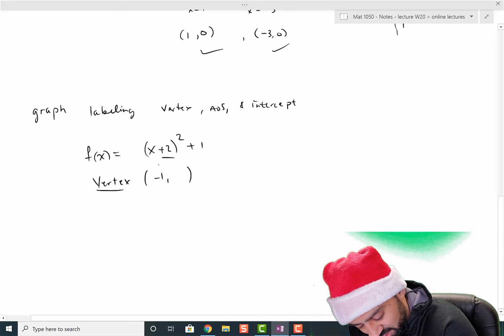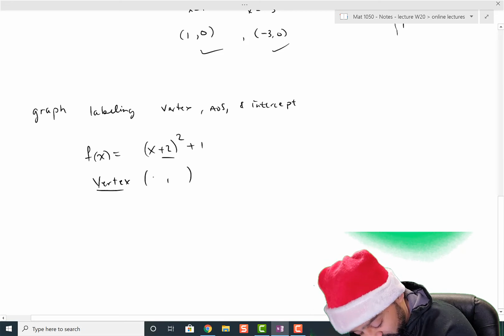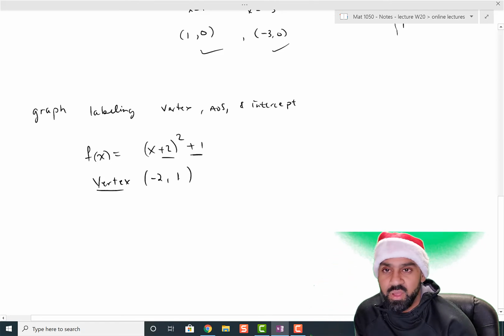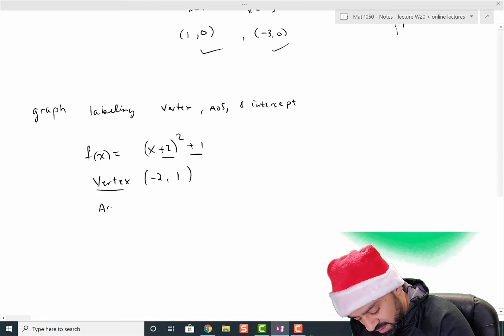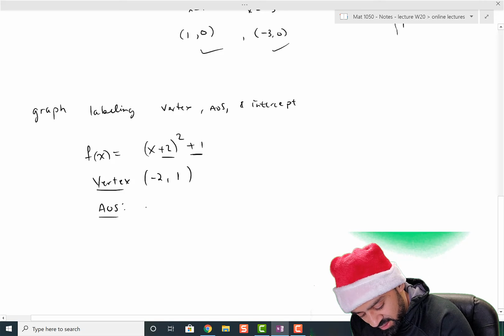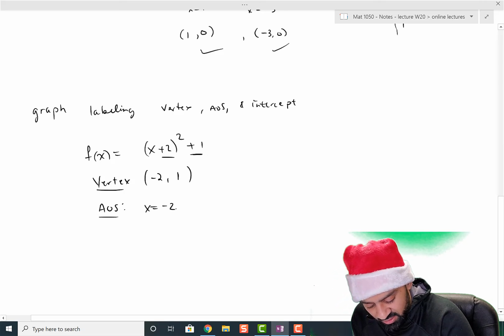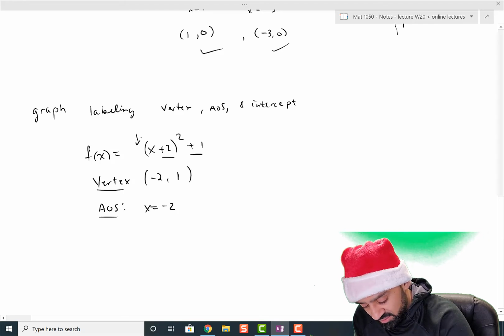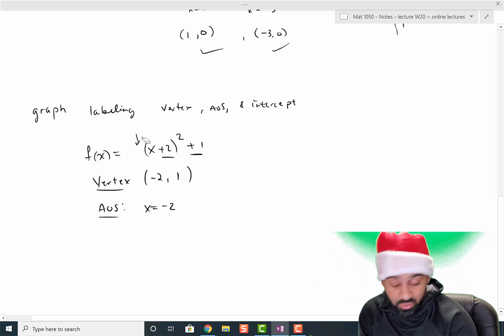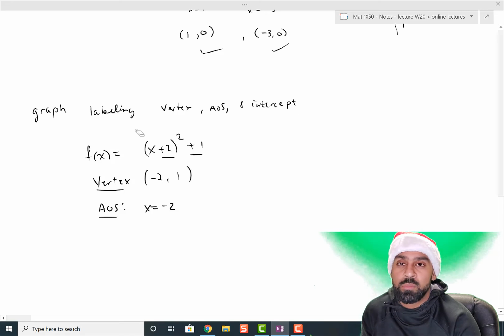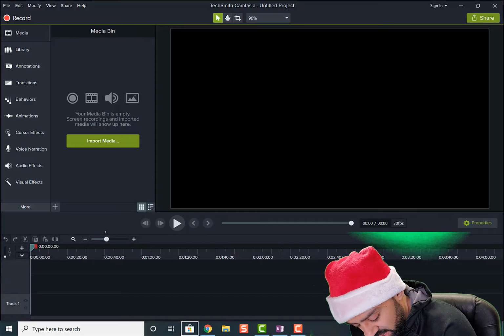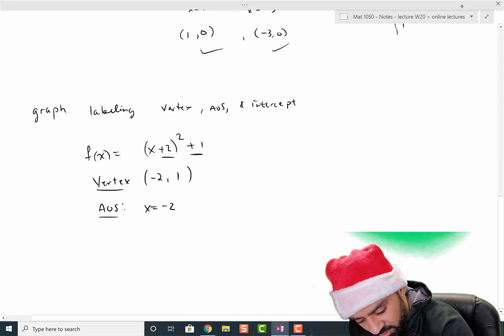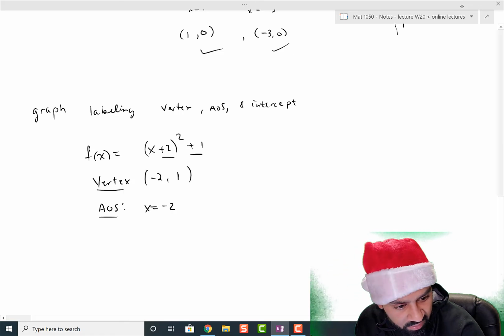All right, it's -1, so that means now the vertex would be the opposite of 2 and whatever this number is, which is 1. All right, we're all on the same page, okay? That means the axis of symmetry is x equals -2. Easy. Is it opening upward or downward? Well, it's positive here because there's no negative. Therefore, it has to be opening upward.